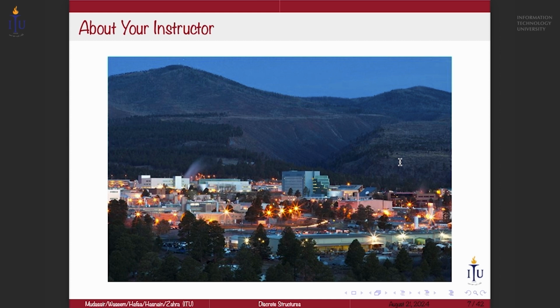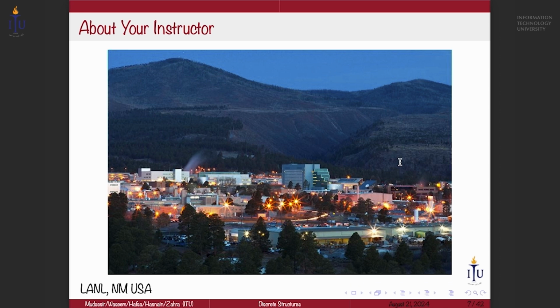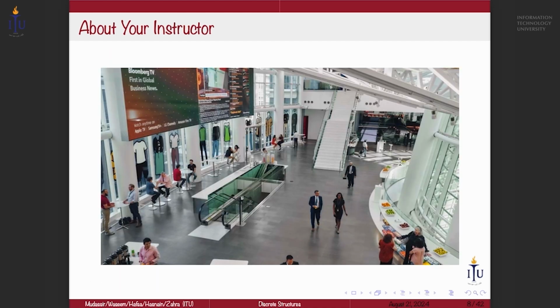This is a cute little place called Los Alamos National Labs. I did my internship there, and interestingly this is the place where the first atomic bomb was designed and constructed. This is the lab where they constructed the first atomic bomb. I did an internship there in summer. It's in New Mexico, on the border of the US and Mexico.